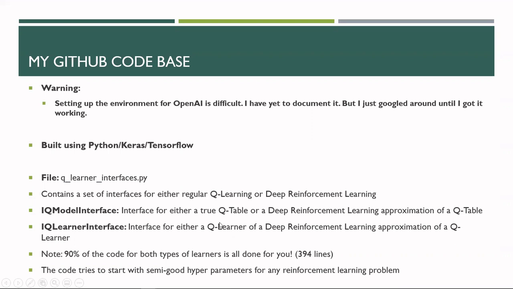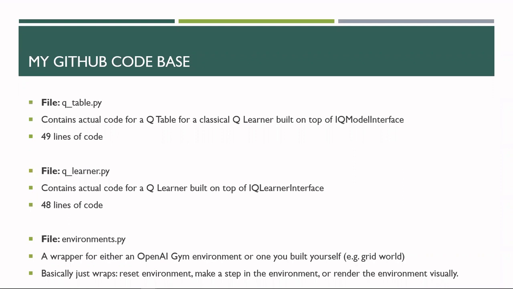The code starts with a semi-good set of hyperparameters, so you don't even initially have to set your hyperparameters. It will just use ones that I know are usually pretty okay. Then you can tweak it from there and run it over time and get better results. There's a qtable.py. Notice that most of these files have under 50 lines of code.